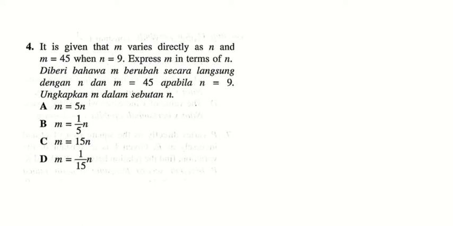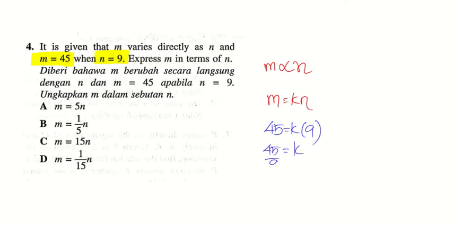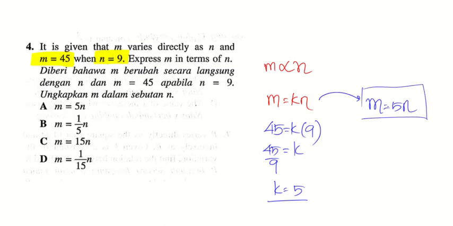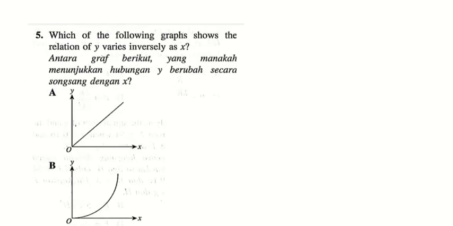Number 4. It is given that M varies directly as N, and then M equals kN. After that, they give you one piece of information: M is 45, N equals 9. So k equals 45 over 9. So k equals 5. Then you have M equals 5N. A is the answer. Next, which of the following shows the relation of y varies inversely as x?